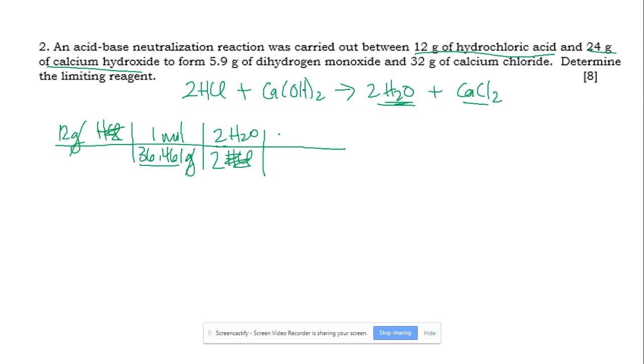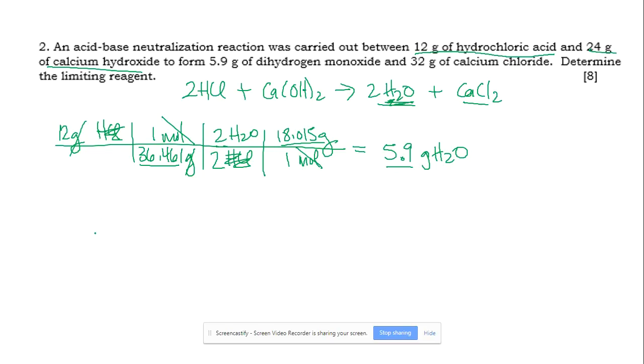I'm going to get rid of those moles of water and turn them into grams of water. And again, I already know that the molar mass of water is 18.015. 2 hydrogens and 1 oxygen add up to make 18.015. And now our moles have canceled out. When I do this math, I get 5.9 grams of water. So if I react all of that hydrochloric acid with calcium hydroxide, I'm going to end up with 5.9 grams of water. This is the theoretical yield looking at hydrochloric acid as the reactant.